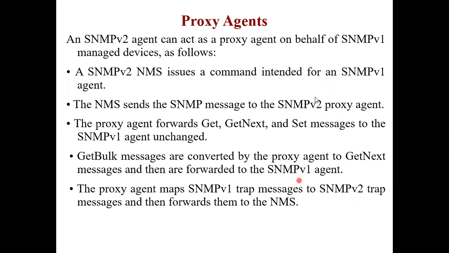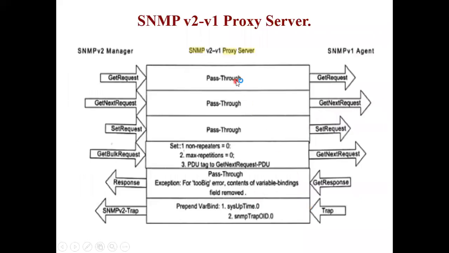So how, with a diagram, I can explain this. So this was your SNMP version 2 to version 1 proxy server conversion. So here I have the SNMP version 2 manager, and here I have the SNMP version 1 agent. Okay, so these three messages which were there, get request, get next request, and set request, were also available with version 1. So pass through, pass through, pass through.